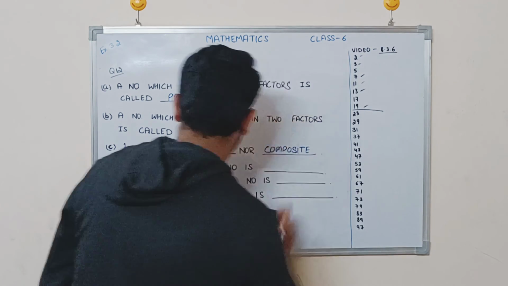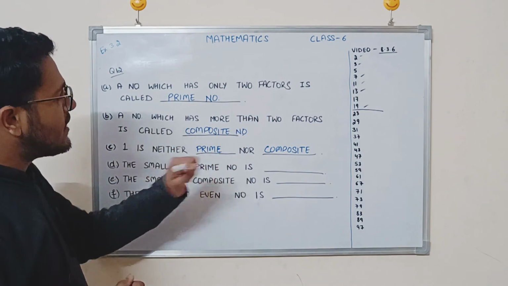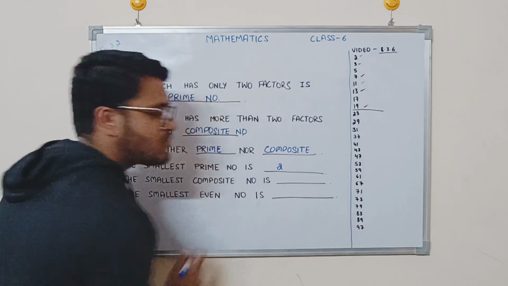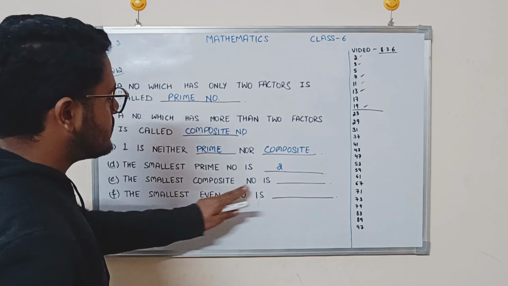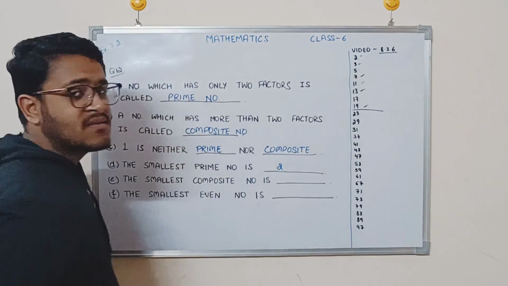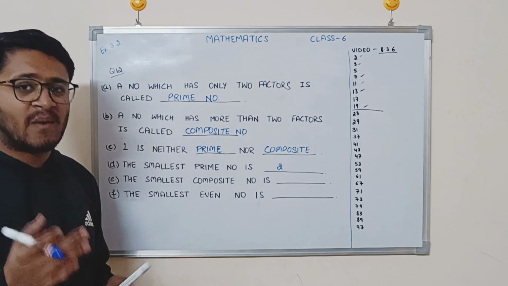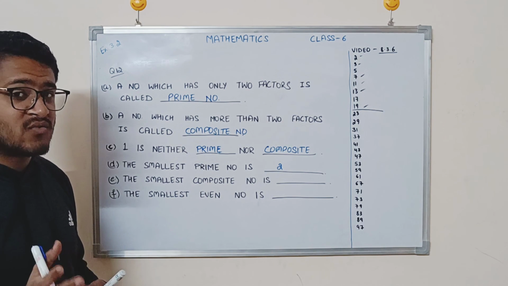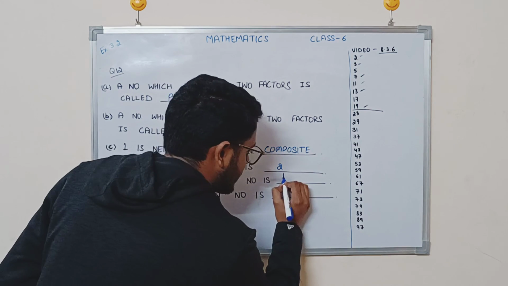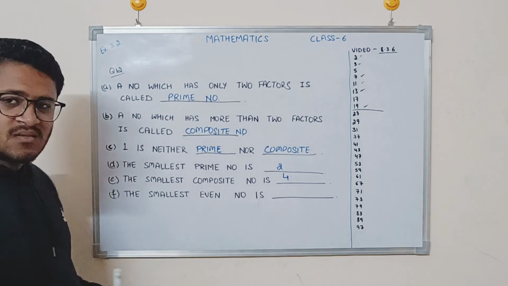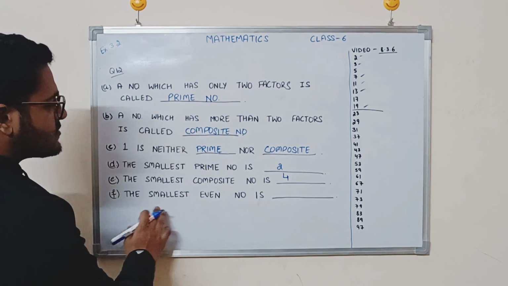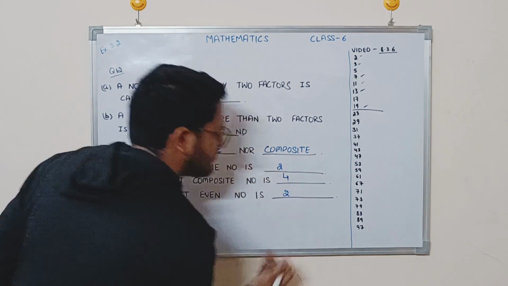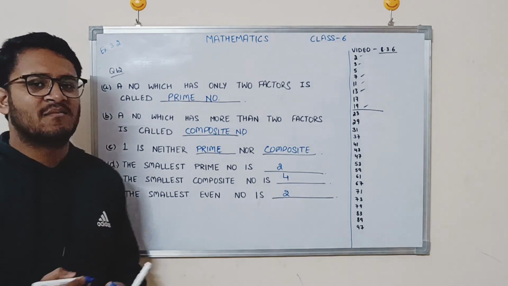Next part. The smallest prime number is what? 2. The smallest composite number: 1 is neither prime nor composite, 2 is a prime number, 3 is a prime number, then 4. Is 4 a prime number? No. 4 is a composite number. So 4 is the smallest composite number. Last part. The smallest even number is what? Simply 2. So now we are done with exercise number 3.2.